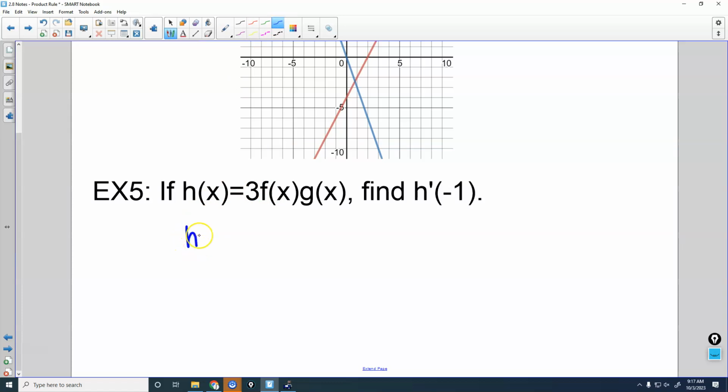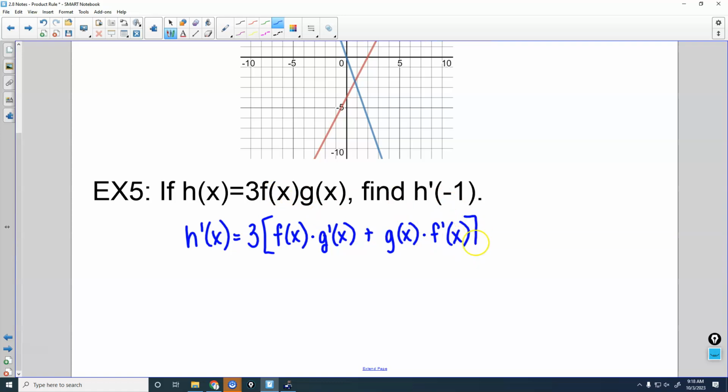So if I'm finding h prime of x, I can just keep the 3 out front and then deal with my derivative over here. Or if you wanted, you could do the 3f of x together and then g of x is your other function. For this, you're basically just using product rule itself, right? You're doing f of x times the derivative of g of x plus g of x times the derivative of f of x.